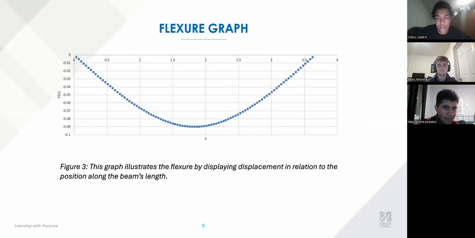Our flexure graph is essentially a visual representation of what the beam did during bending. This flexure graph shows the correct shape as it's parabolic, which is what we saw during the video.